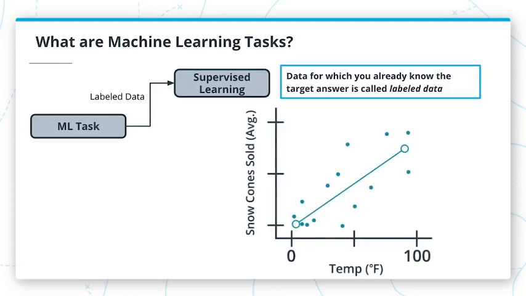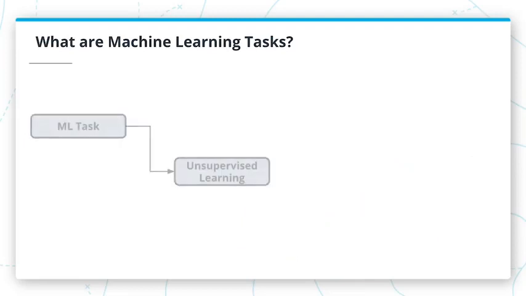Let's think back to our snow cone example. What were we trying to predict? We were trying to predict the number of snow cones we would sell. Those data points are solutions, or labels. We use both the number of snow cones sold and the temperature to generate the best fit line on the graph. Another type of machine learning task is unsupervised learning.